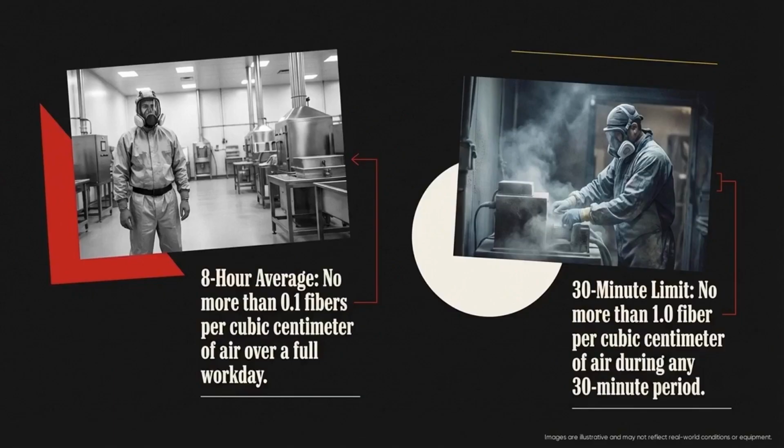All right, let's talk numbers. These are the 2 safety limits you have to know. Think of them like a speed limit for asbestos in the air. Over a full workday, a worker can't be exposed to more than 0.1 fibers in a little cube of air about the size of a sugar cube. But for shorter, more intense jobs, there's a 30-minute limit. That one's higher, 1.0 fiber, but you cannot go over it, not even for a minute.